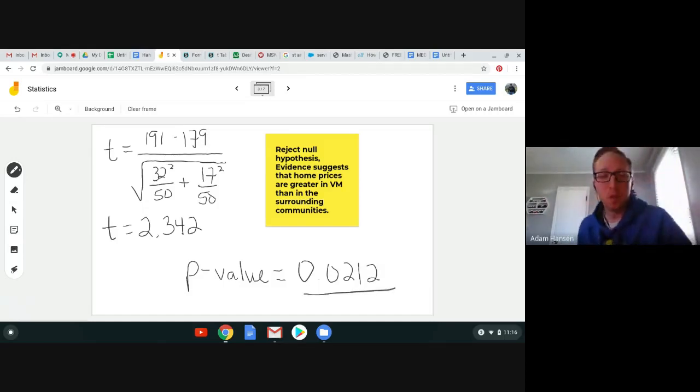And the p-value is the probability of our sample, or sample more extreme, if the null hypothesis were true. So if it was true that home prices in Van Meter and the neighboring towns were the same, I'd collect a sample such as the one we had in our question only 2% of the time. So that is rare enough for us to assume that they are no longer the same in terms of the home prices. Home prices are greater in Van Meter than in the surrounding towns.